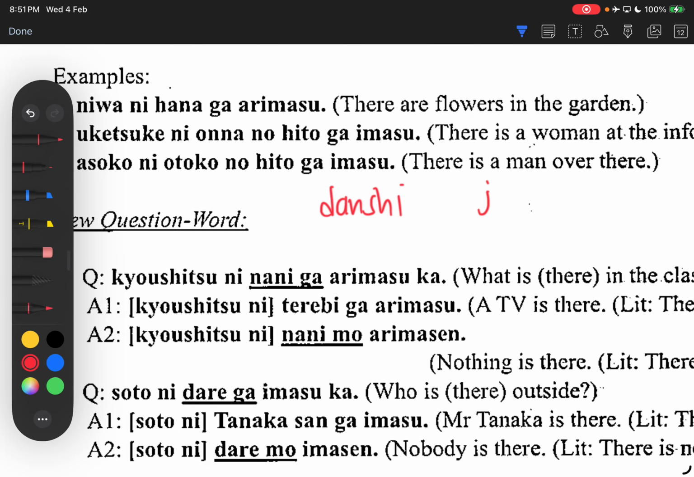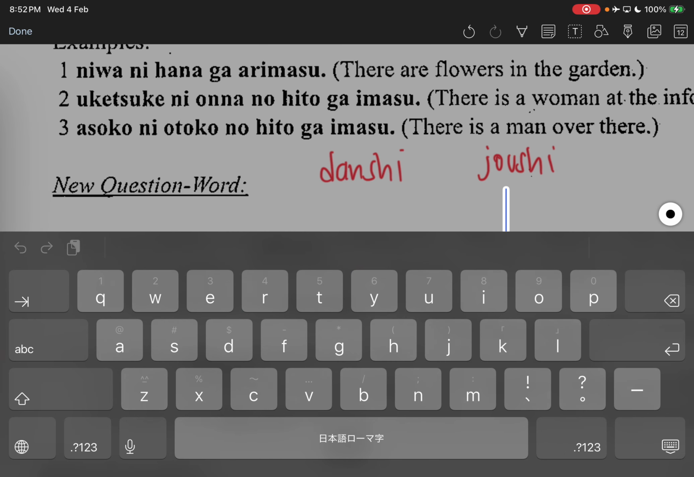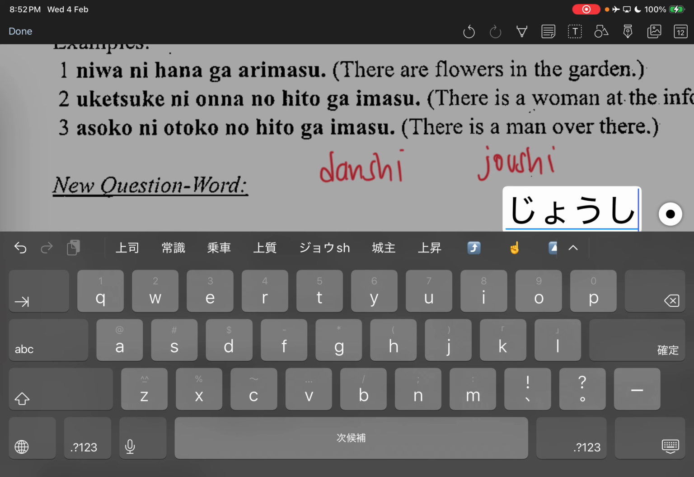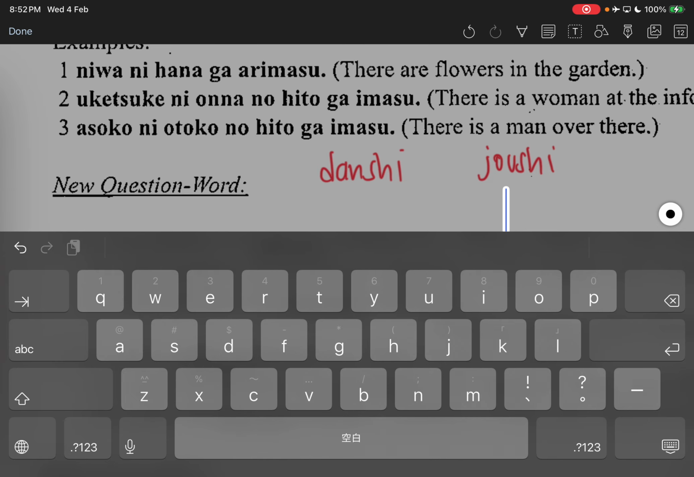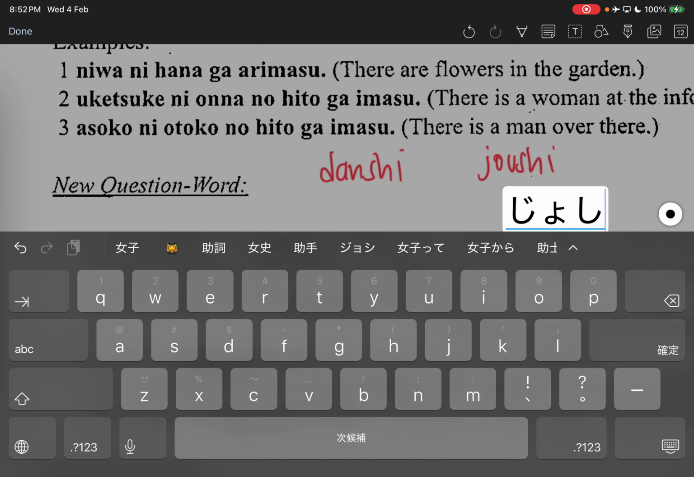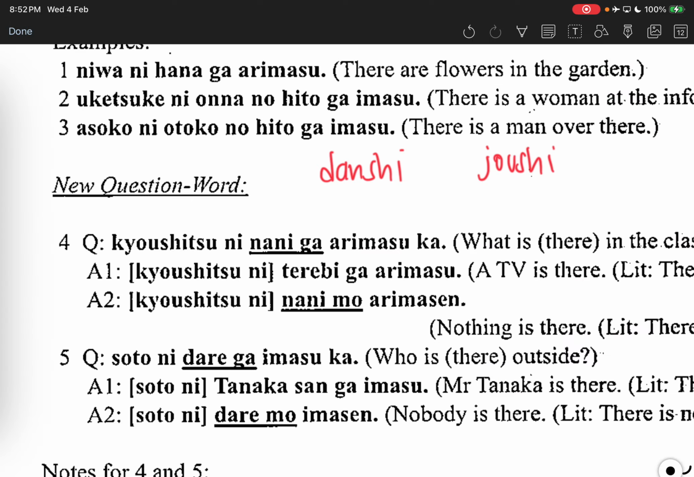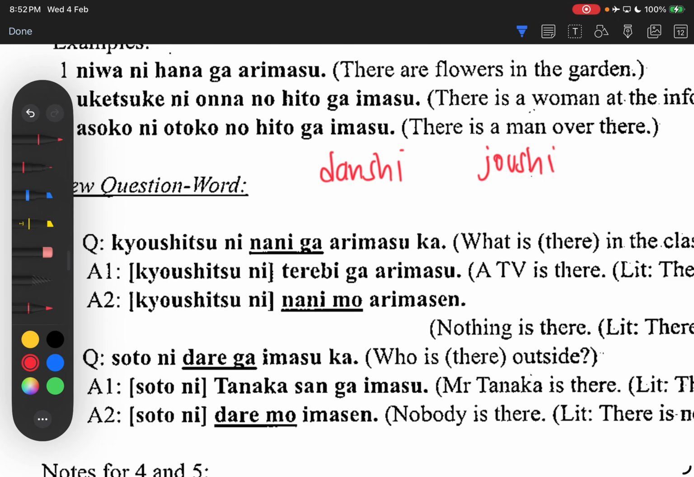For ladies, I forgot already. Wait, 女子. Let me check. Oh, 男子, 女子. Oh yeah, 女子 without the U. This is the plural form. This means man and woman. So you add the tachi, it becomes multiple lah.